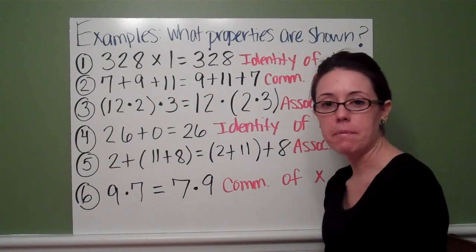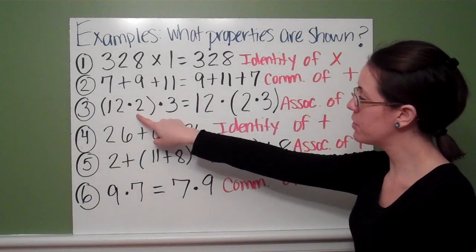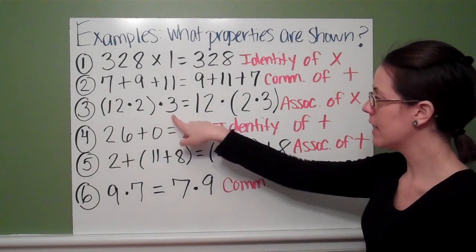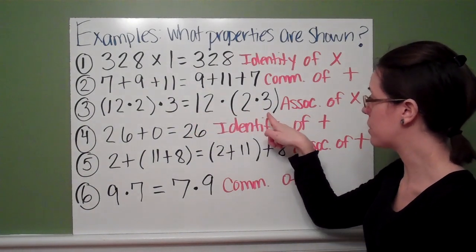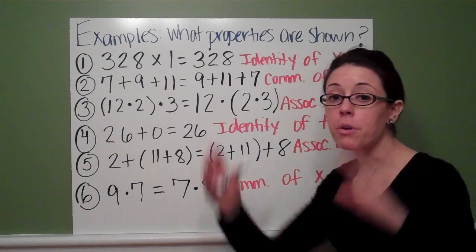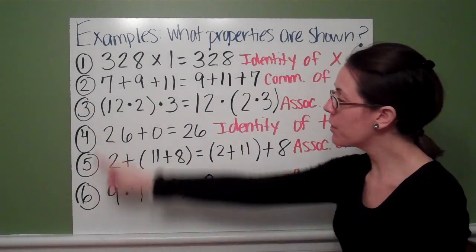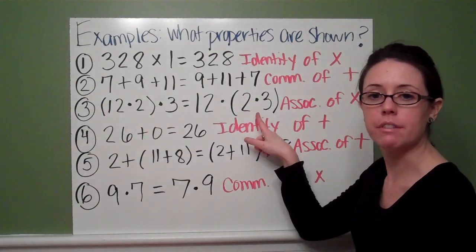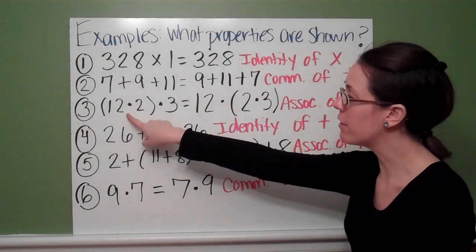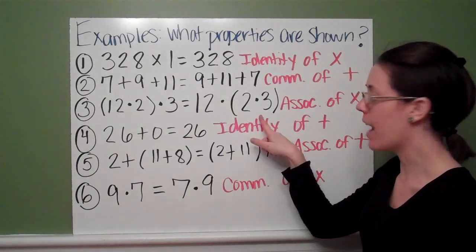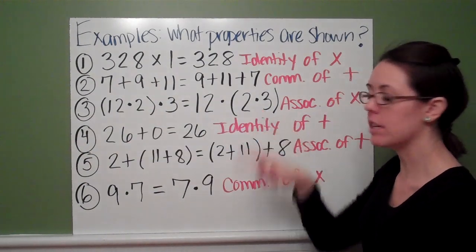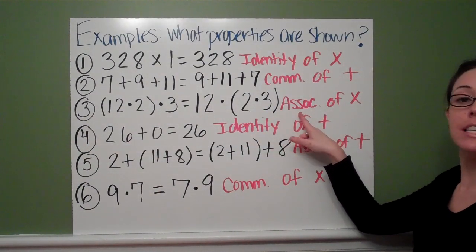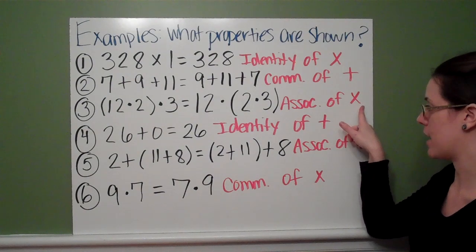Example number 3. 12 times the quantity 2 times 3 is equal to the quantity 12 times 2 times 3. In this example, you have parentheses. You can see that the groupings are different. Here you have 12 times 2, and here you have 2 times 3. Because the groupings are different, this is the associative property of multiplication.